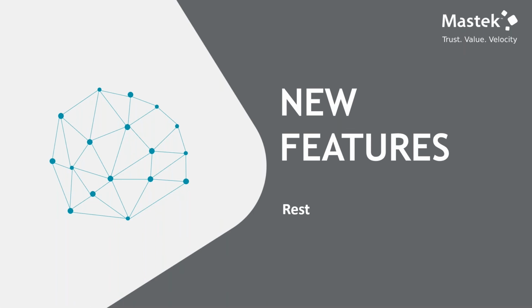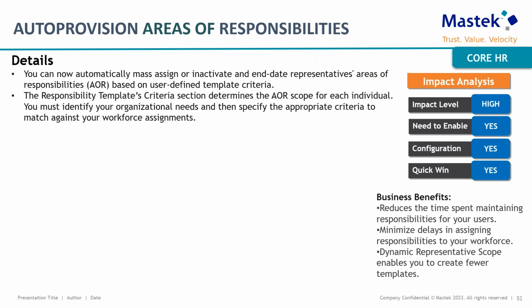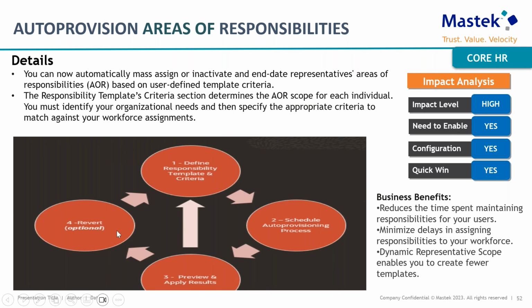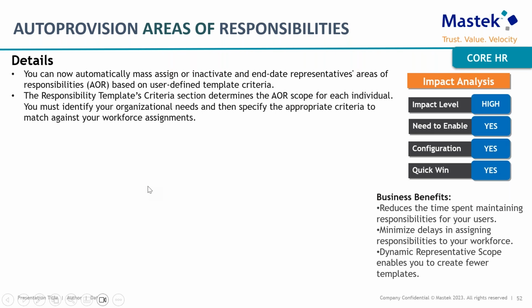So the last feature that we have is auto provisioning area of responsibilities. You can now automatically mass assign or inactivate and end date representatives' area of responsibilities based on user defined template criteria. There are 4 steps in it. We can define a responsibility template first, schedule the auto provisioning process, preview and apply results, and then finally you also have a revert option for the auto provisioned area of responsibilities for that particular instance, if you feel something might have gone wrong.